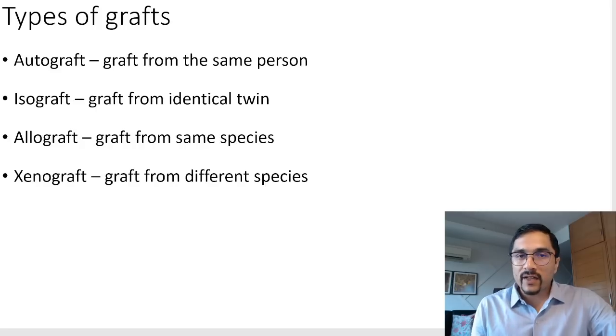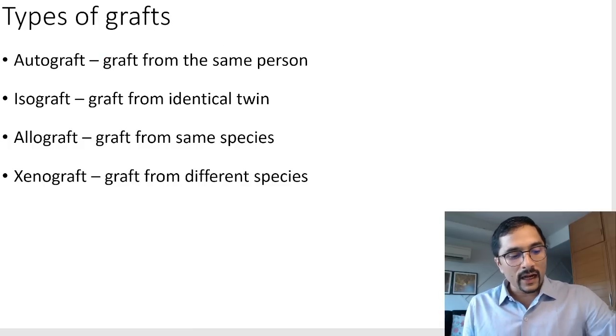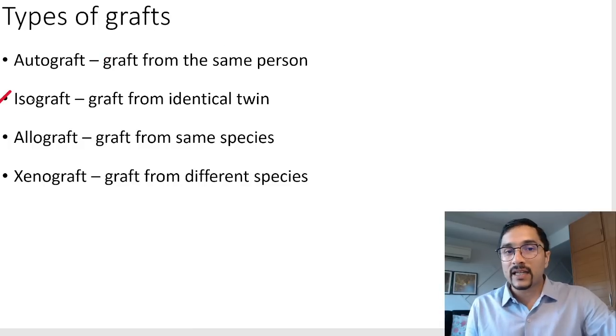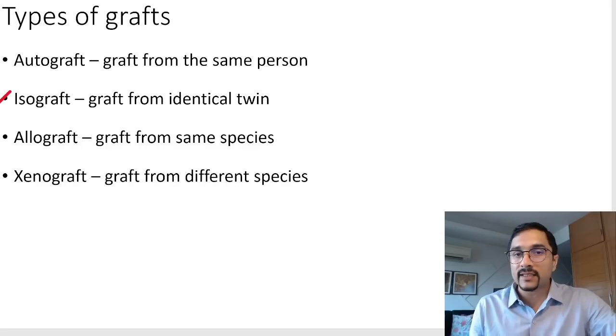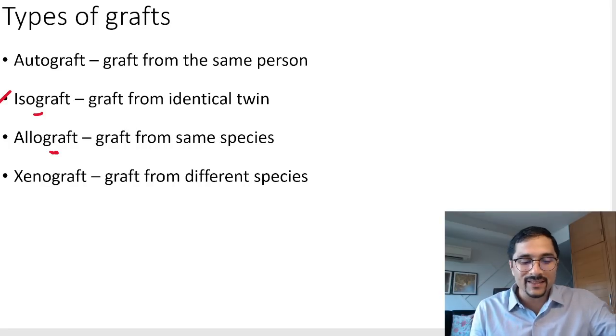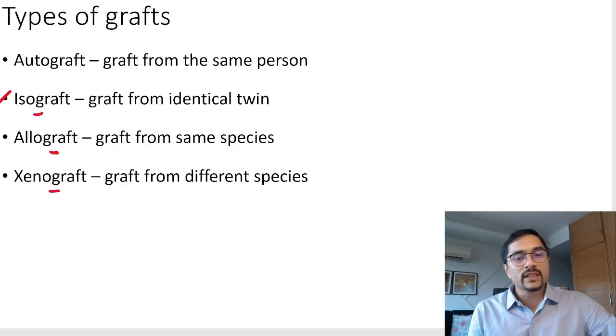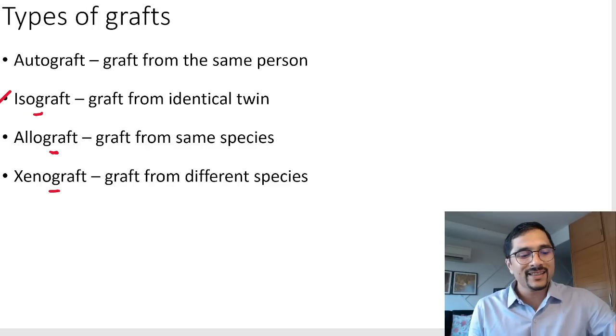Autograft. These are the various types of grafts. Graft which is taken from the same person, this is an autograft. Graft which is taken from identical twins, this is also asked quite commonly. This is an isograft. Allograft is between same species. So that means you take the kidney from one person and transplant it in another person. And xenograft is graft from different species. So xenograft, you should know, xenograft have been used. Pig heart has been transplanted in a human. That is a xenograft.